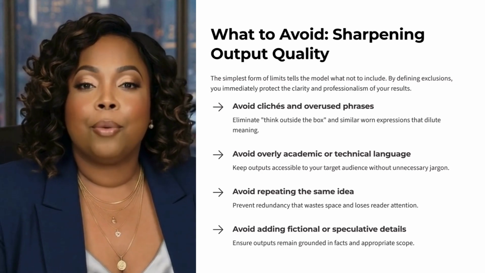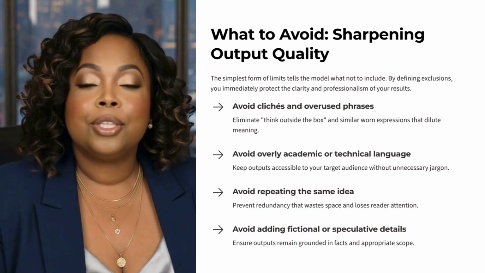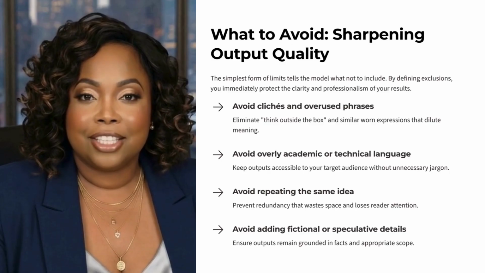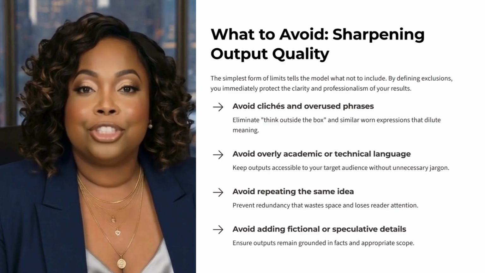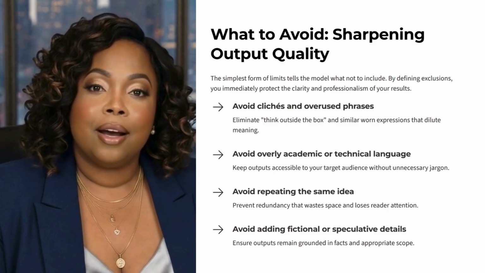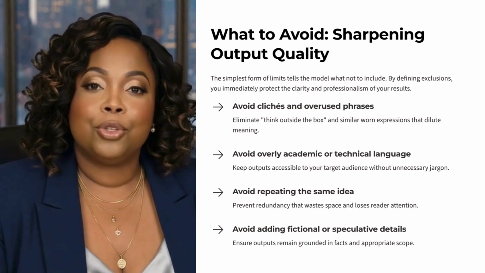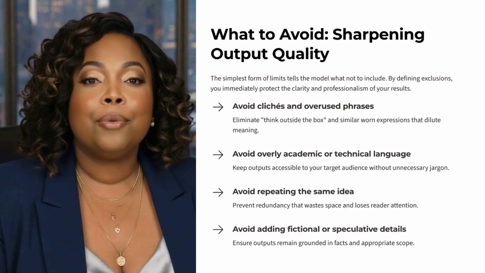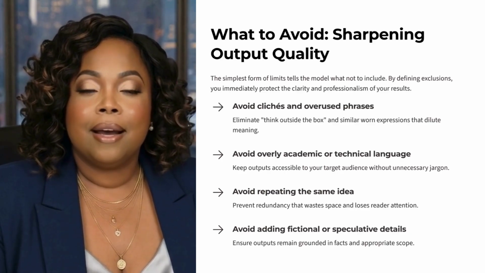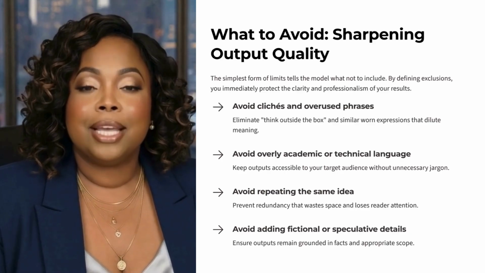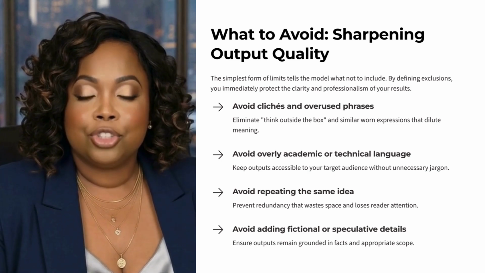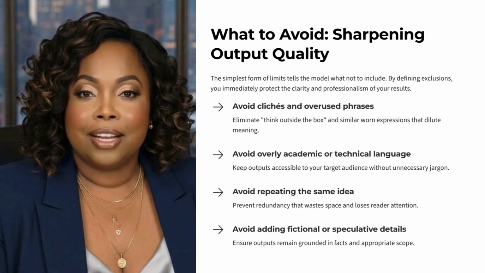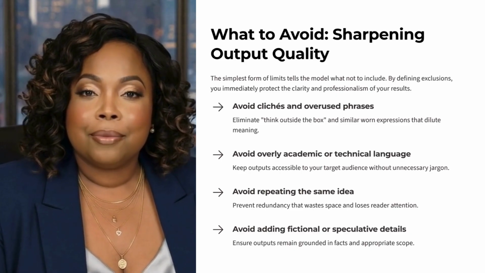The simplest form of limits tells the model what not to include. By defining exclusions, you immediately protect the clarity and professionalism of your result. Examples include: avoid cliches and overused phrases, avoid overly academic or technical language, avoid repeating the same idea, avoid adding fictional or speculative details. These exclusions remove noise, keep outputs grounded, and make the response more useful and professional.